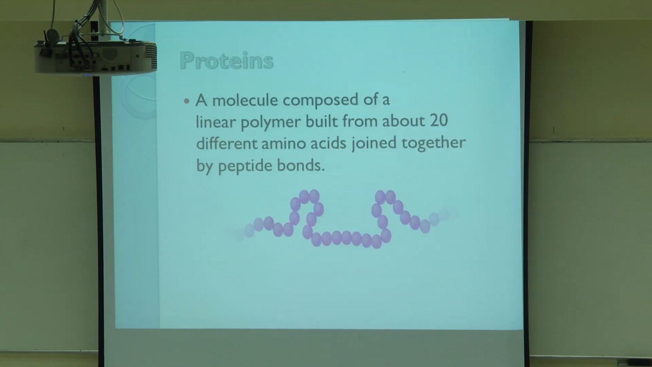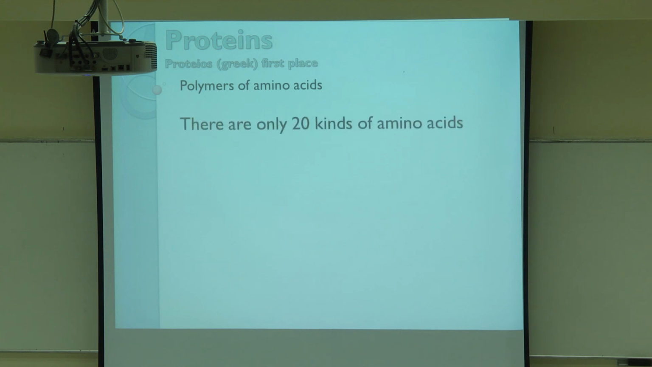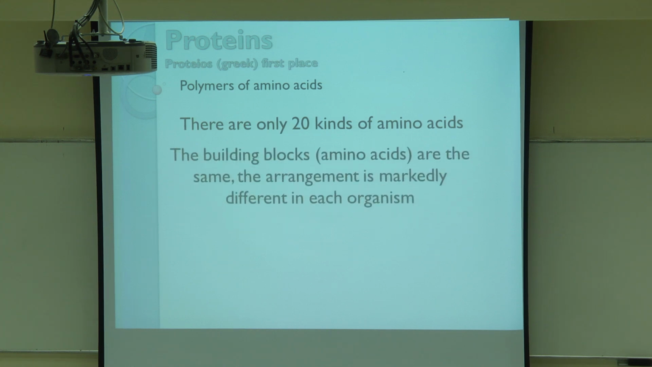Now back to proteins. So this is a chain of amino acids, which is a protein. So this is a very short one, but this is just to give you an example. We have 20 different amino acids, and they are joined together to form this chain. I already said that we have 20 kinds of amino acids.